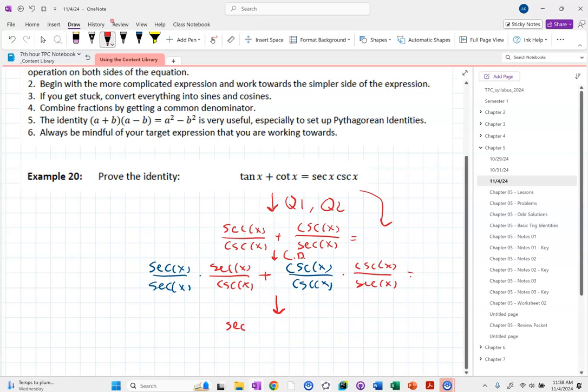So we've made our common denominator, so let's go ahead and multiply everything out. On the top I have secant times secant, that's secant squared. And then plus cosecant times cosecant, that's cosecant squared.